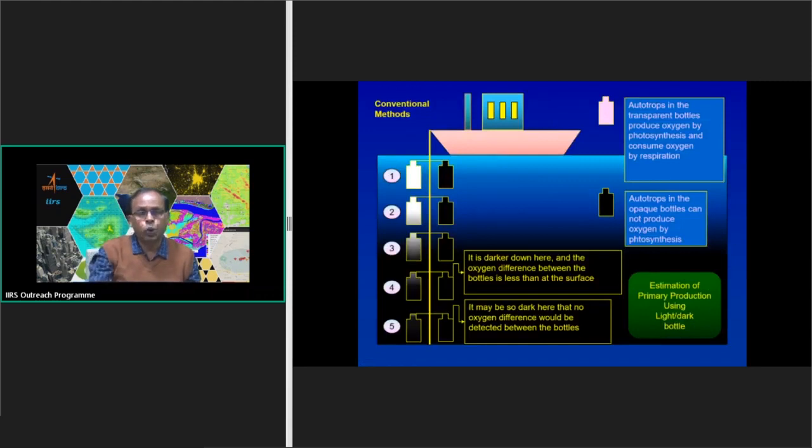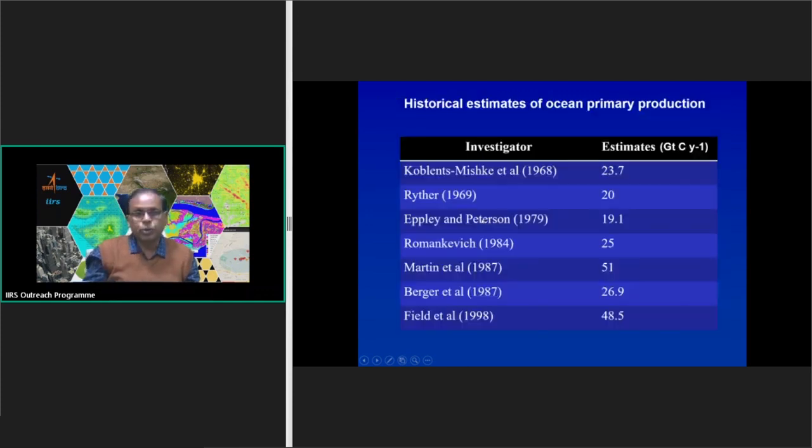Earlier we were using the dark and light bottle method to find out the column primary productivity, and different investigators in different periods of time have estimated the average value of ocean productivity, starting from 23 to 20 gigaton of carbon per year, and now the satellite data has provided a figure of around 45 gigaton of carbon per year.